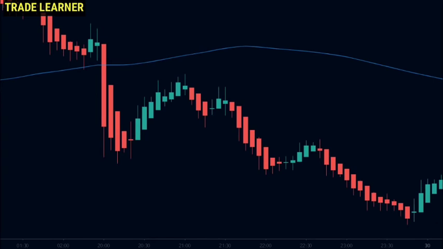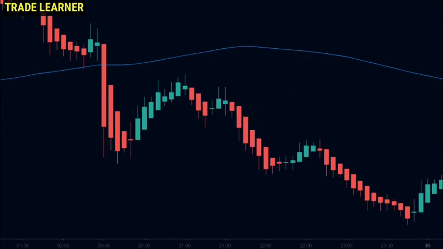Here is an example of a sell trade. Here we have the Microsoft stock on a 5-minute time frame. We can clearly see that the price is trading below the 100-period moving average. Hence we will only be looking at sell setups.